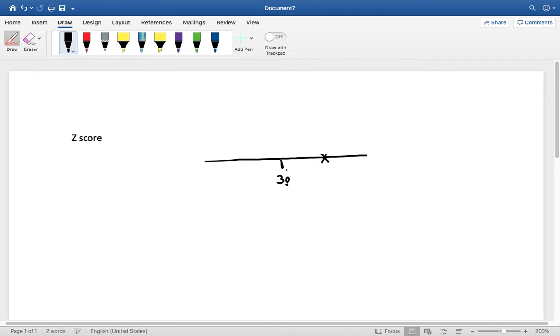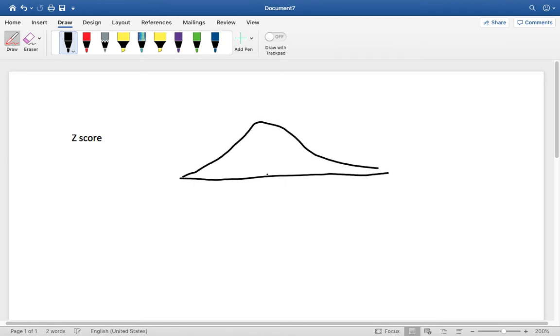To know how many standard deviations this student is away, I need to know the standard deviation, not only the mean. So let's have an actual example. Assume we have students taking a statistics exam. Let's just say, for argument's sake, their scores are normally distributed. They don't have to be. The average score for this exam is 75 points, and the standard deviation, the amount of spread, is 10 points.